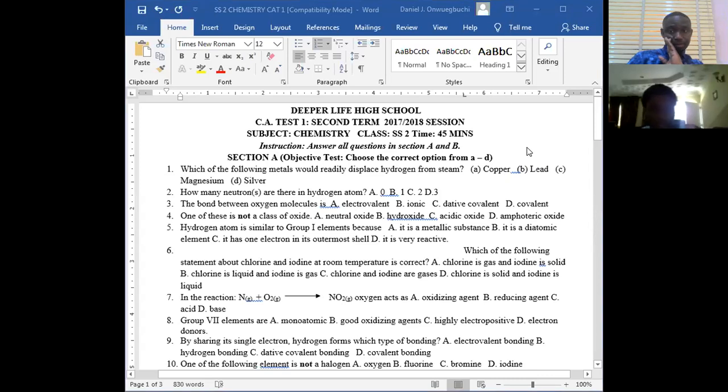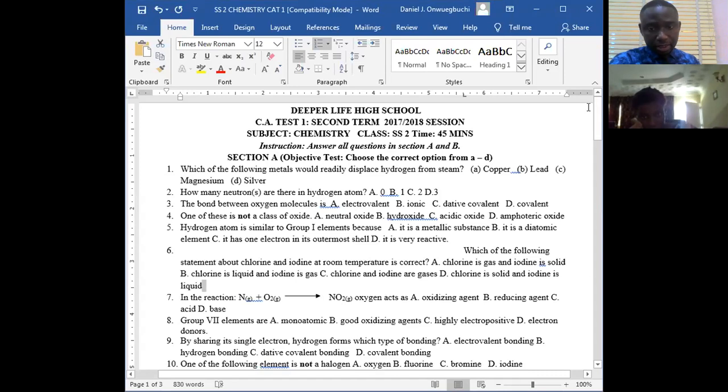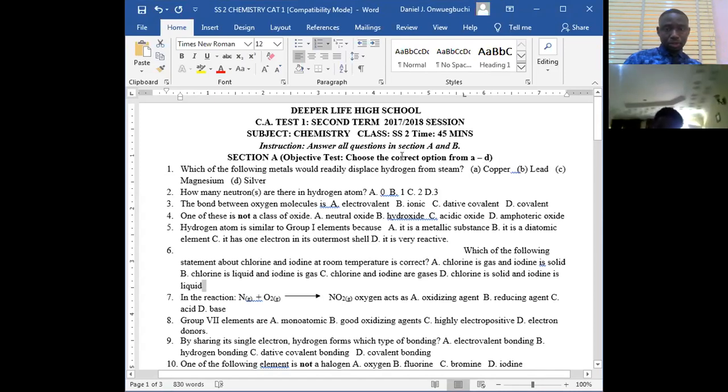Are you seeing it now? Yes. Okay, I guess it's better now. Now, which of the following metals will displace hydrogen from steam? Look at it there. A, B, C, D. Which of them?